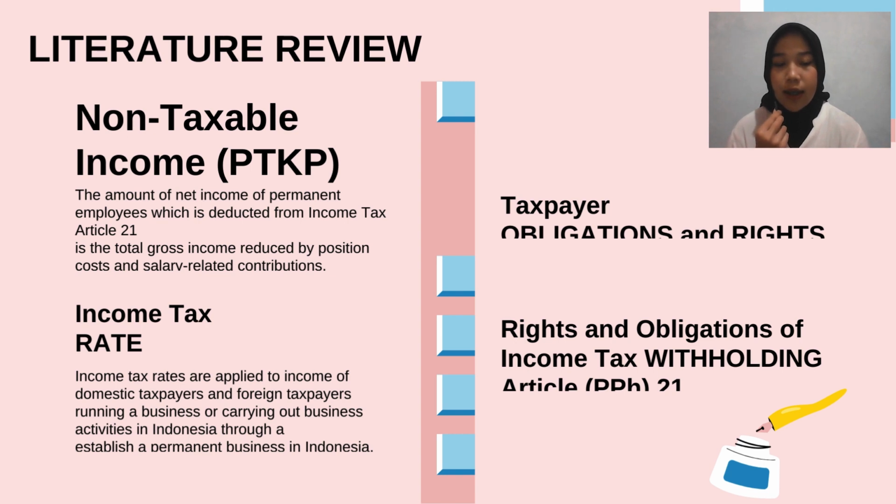Okay, next is taxpayer obligations and rights. There are some points of the obligations and rights of taxpayers. The first one is the taxpayer obligations. They are to register yourself to get an NPWP, report his efforts to be confirmed as a PKP, and then calculate and pay your own taxes correctly.